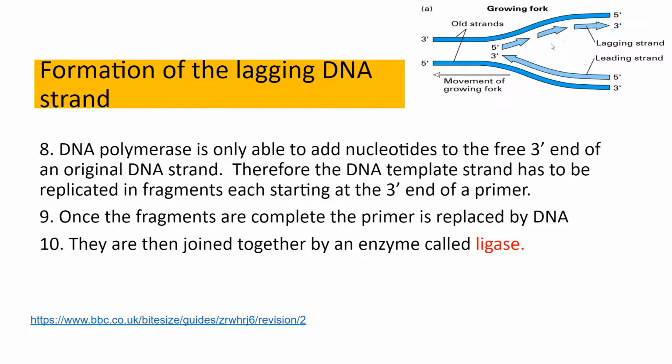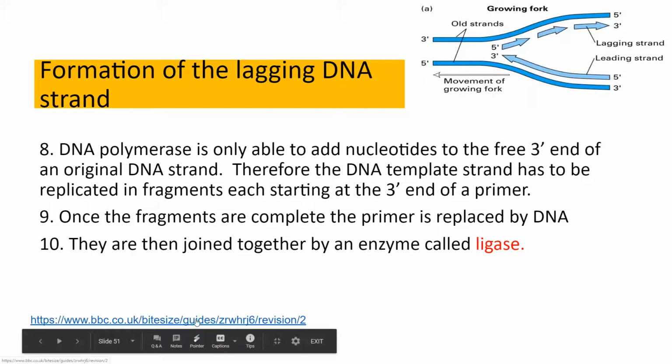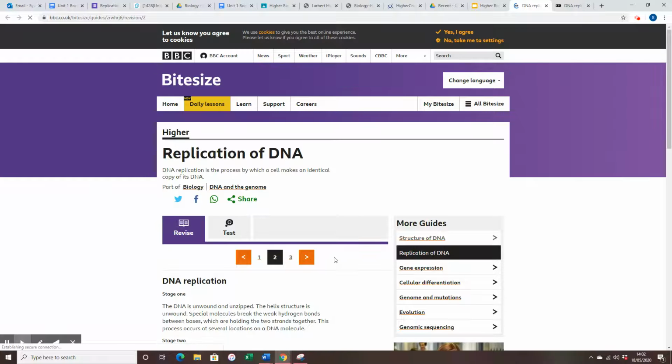And this keeps going until you have all these little fragments, which are nearly making up a strand, but they have to be joined together. To join the fragments together, an enzyme called ligase is used, and ligase is almost like a glue that basically joins the fragments. So what I'm going to do is show you this, follow this link, which takes us to BBC Bitesize, and they have a good interactive diagram.